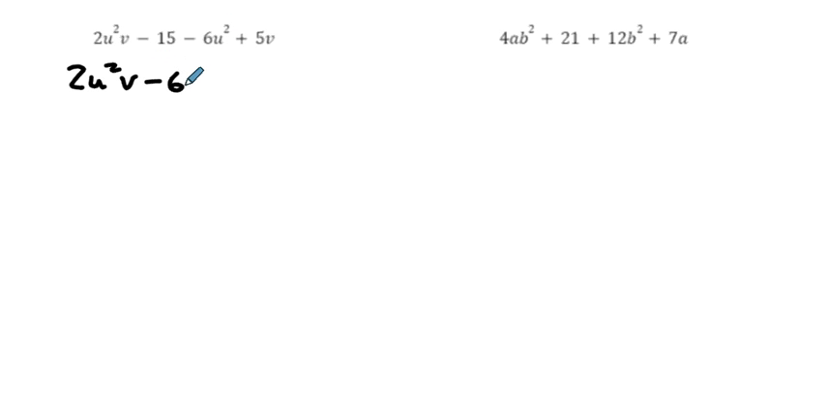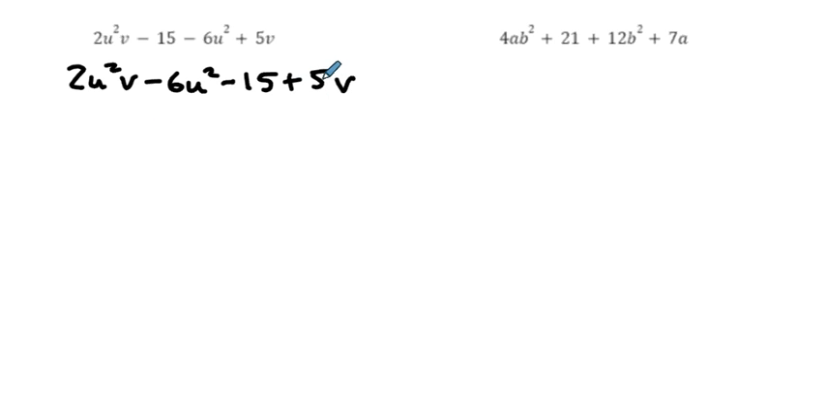Let's see what happens. If I go 6u squared over here, and now I'm going to be left with negative 15 plus 5. All right, well, there are some shared factors between 15 and 5, and there are some shared factors between 2 and 6. There's the 2 and also the u, right? And the 15 and the 5, they have 5.